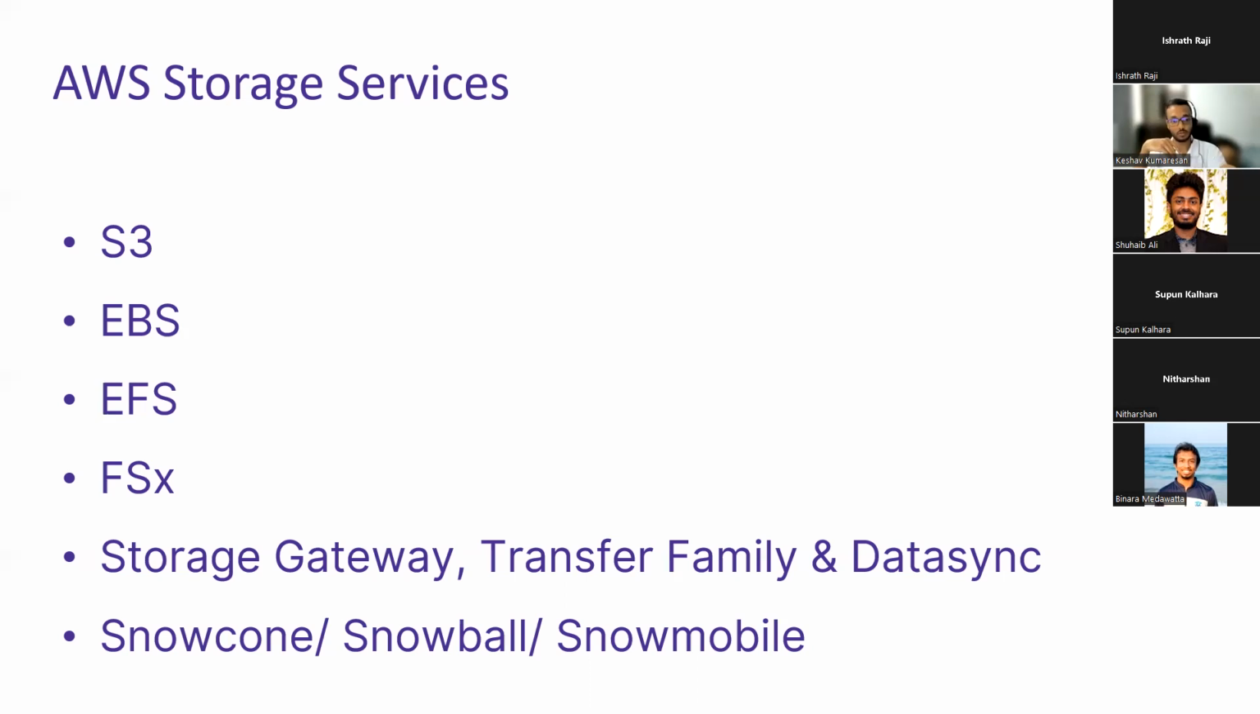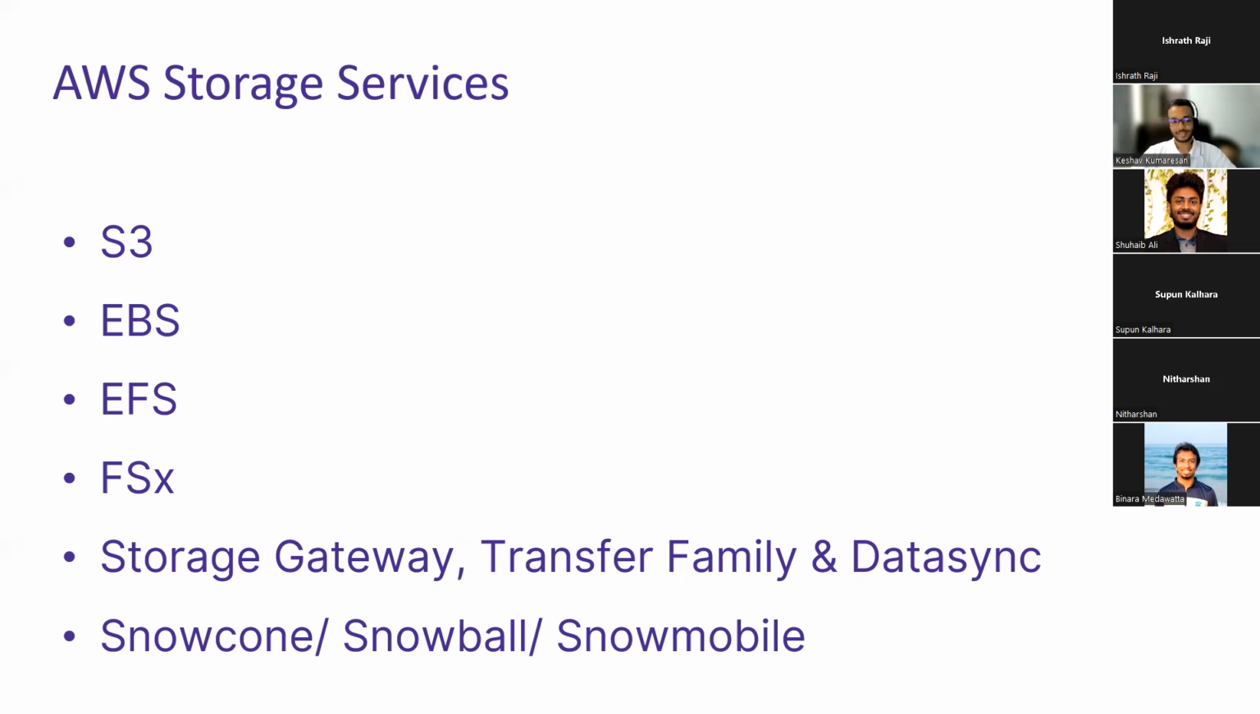And then finally, the Snowcone, Snowball, and Snowmobile are a unique service, because AWS will physically send a device to you. If it's Snowcone or Snowball, they'll send a box. In that box, you can load your application data or your on-premise data. You can just copy it into that machine. It's like a massive portable hard disk. So you can load the data into that and send it back to AWS, and they will take it and load it into their own servers.